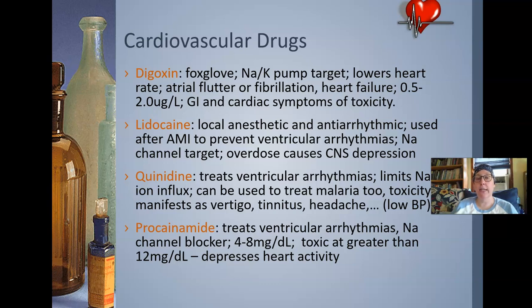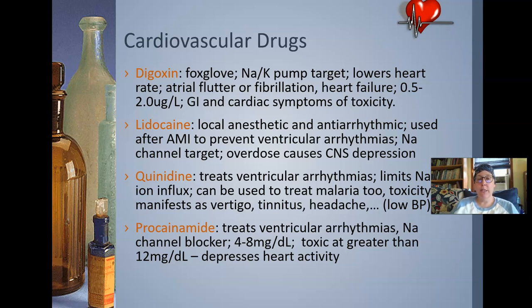All right, lidocaine. This is another one. It's actually a local anesthetic, but it's also an antiarrhythmic. So they can actually infuse lidocaine, like in an IV bag, right? It is often used after an acute MI to prevent ventricular arrhythmias. It is a sodium channel target, and an overdose can cause central nervous system depression. So think about it, it's an anesthetic, right? So too much of it would make you anesthetized, basically.